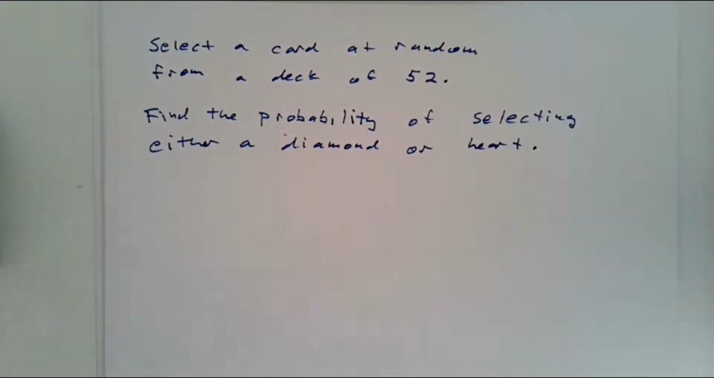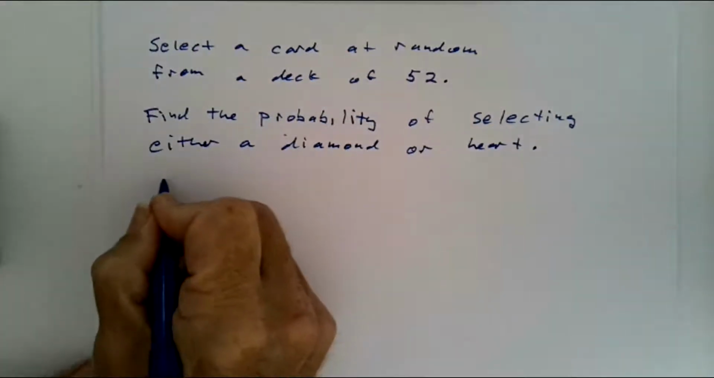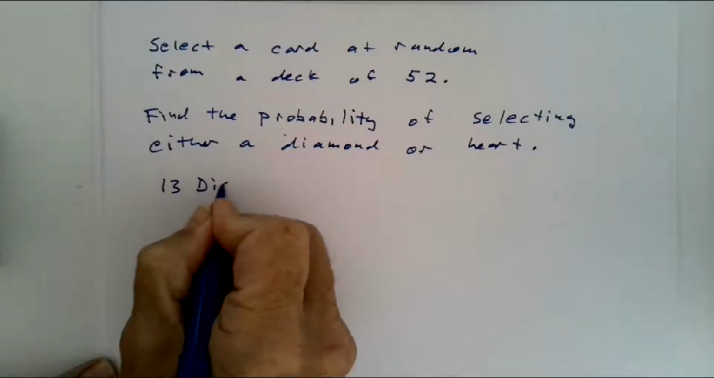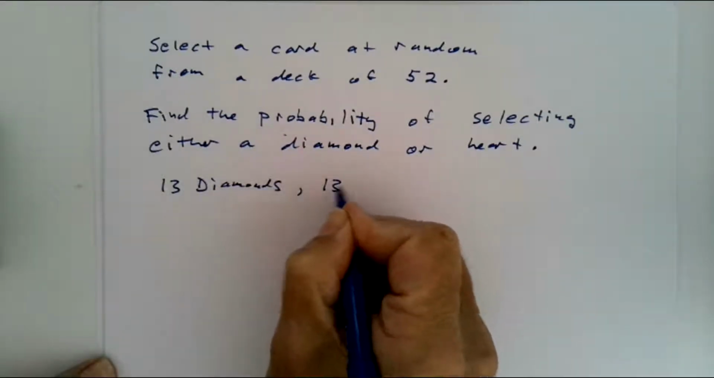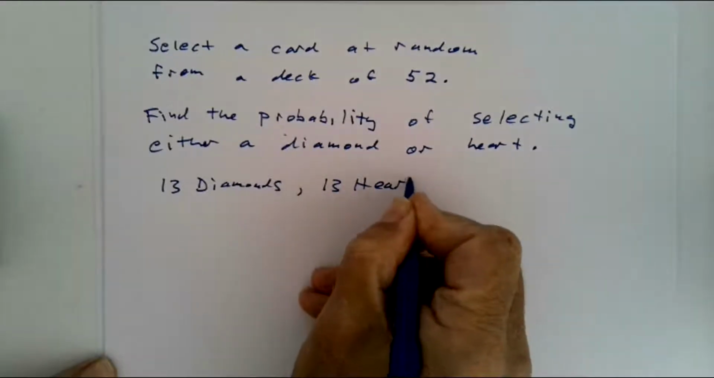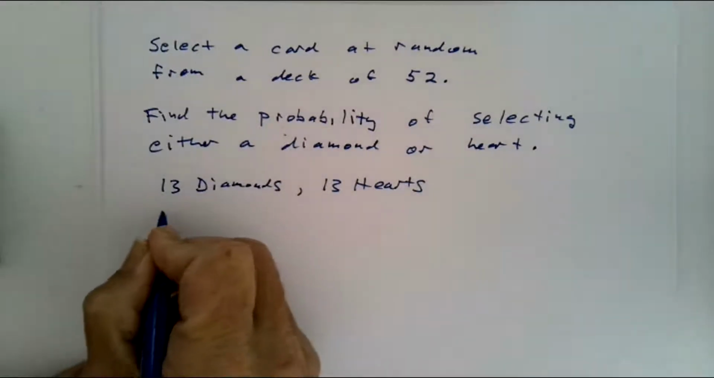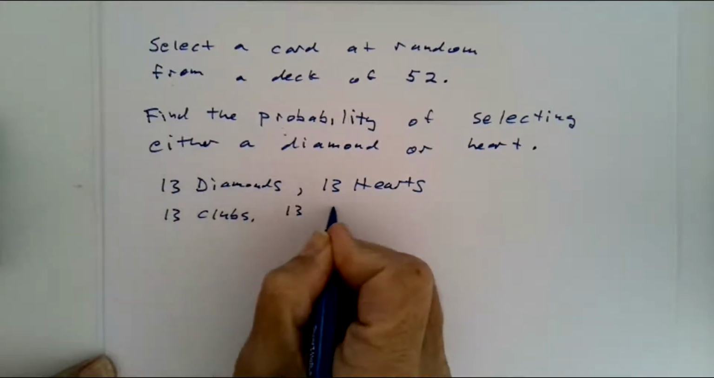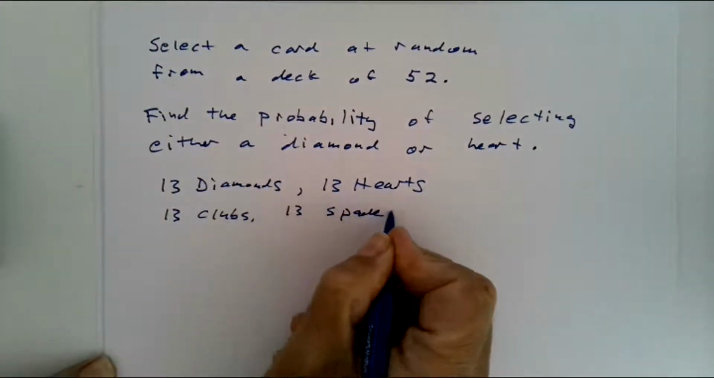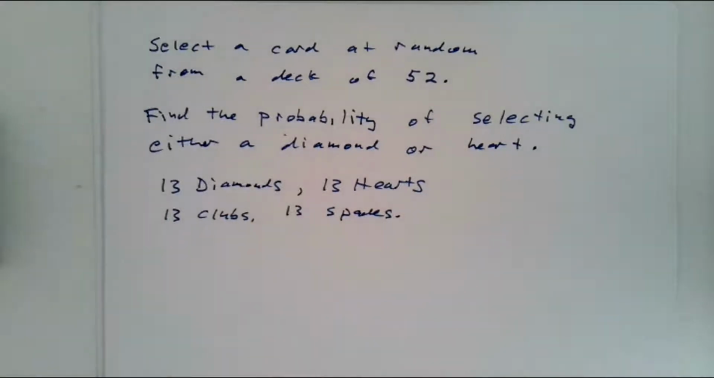Well, again, 52 cards, 13 diamonds are in the sample space, 13 hearts, 13 clubs, and 13 spades. What is going to be important, especially later in this discussion, is you cannot be both a diamond and a heart at the same time. So we have our entire sample space, 52 possibilities.